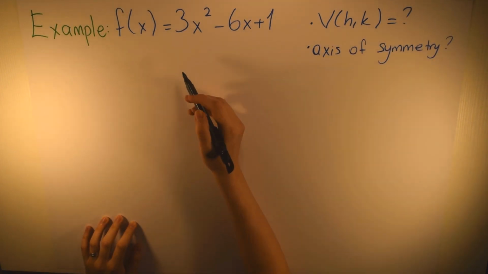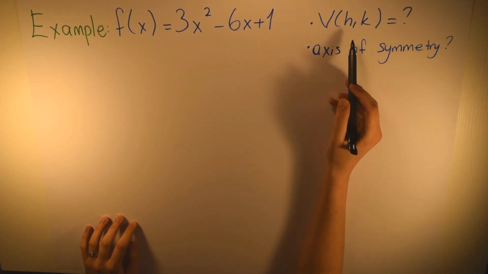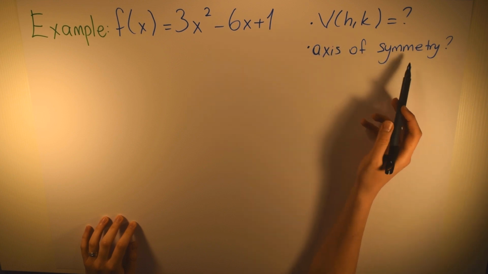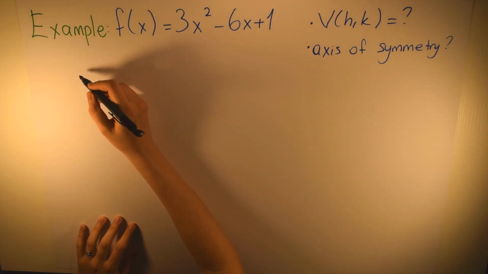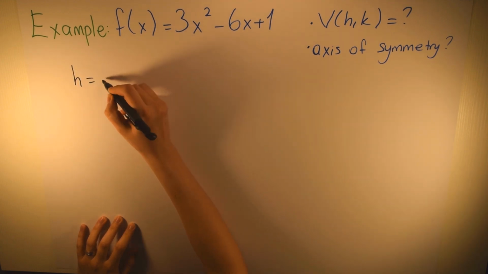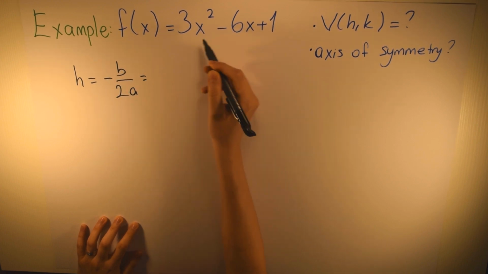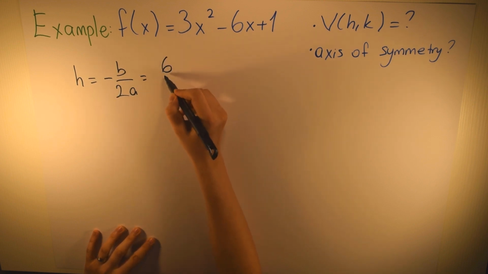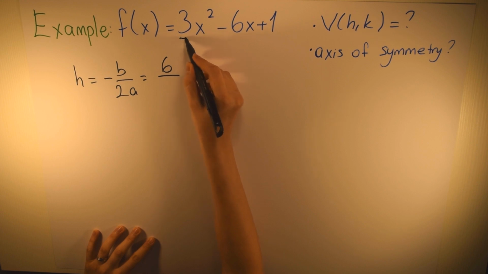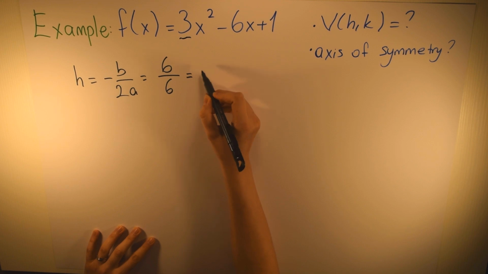Here we have f(x) is equal to 3x squared minus 6x plus 1. So what is the vertex formula and what is the axis of symmetry? Let's start with the vertex formula. How do we find this? Let's start with h. h is equal to minus b over 2a, right? So here minus b is minus 6, minus times minus will be plus. It's 6 over 2a, a is 3 here, so 2 times 3, it's equal to 6. And from here we will find our h point as 1.